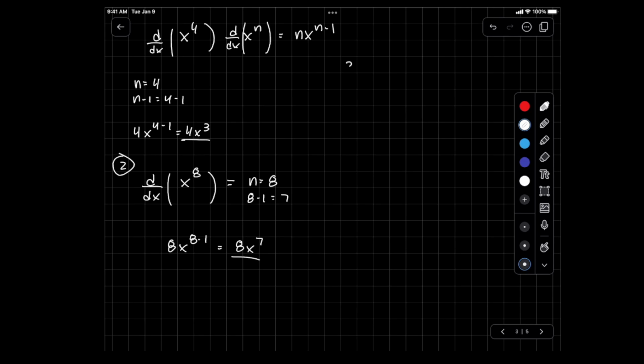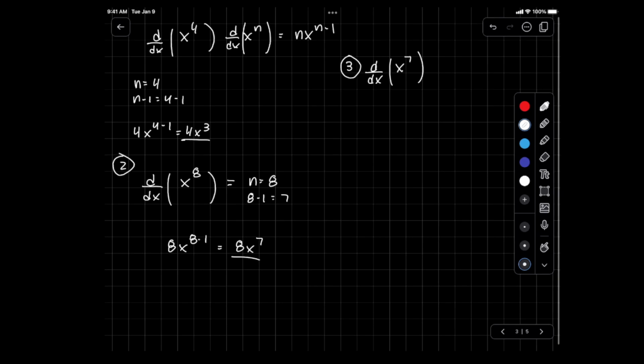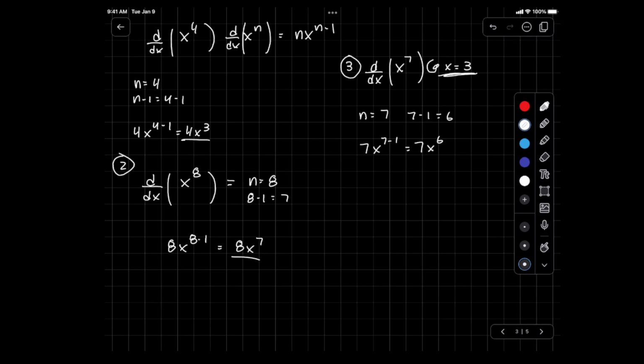Now let's put this to a little more application. So find the derivative of x to the 7th at x equals 3. So n equals 7. 7 minus 1, 6. So we can now put our x value here. 7x to the 6. Now let's plug in our x value, the one the problem assigned.